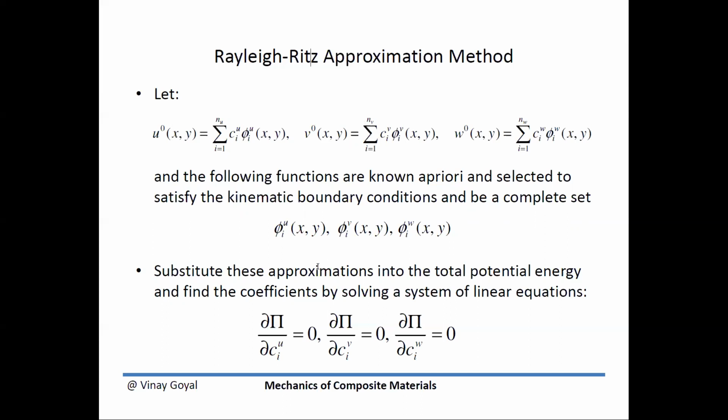So to find those coefficients, I take the derivative of pi with respect to each of these coefficients, and I have many of them, NU plus NV plus NW, that's the total amount I have, and I will have a large number of equations and a large number of unknowns, which I can solve using linear algebra. And once you know that, you can plug it back here, and then you will have the approximation to U, V, and W.